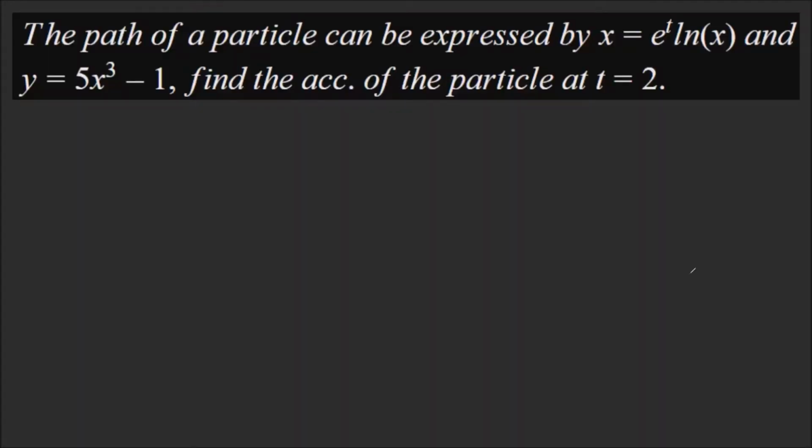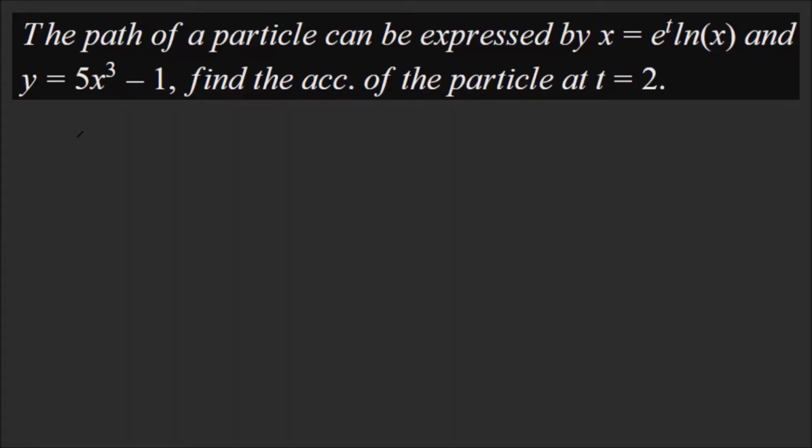Okay, this is practice problem 1, and I lied. It is in fact the only practice problem. So the question states the path of a particle can be expressed by x equals e to the power of t times natural log t, and y equals 5t cubed minus 1. Find the acceleration of the particle at t equals 2. Now, if anything, we should find the acceleration in a vector sort of sense, but we're not going to do that today. We're just going to find the second derivative.